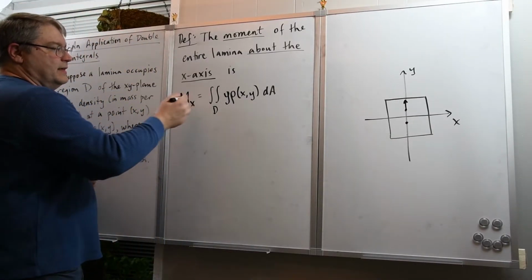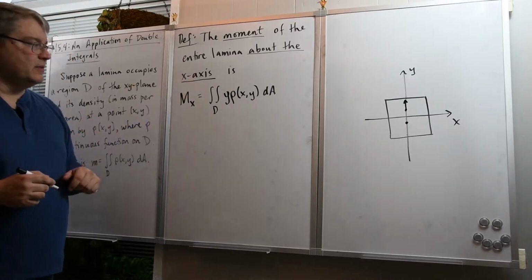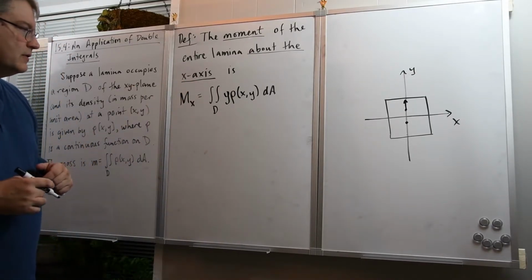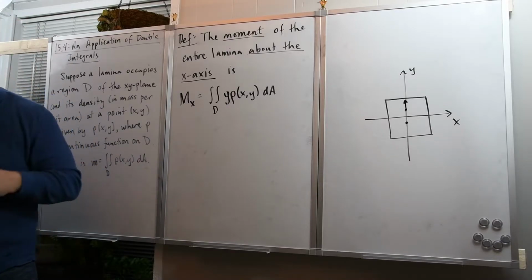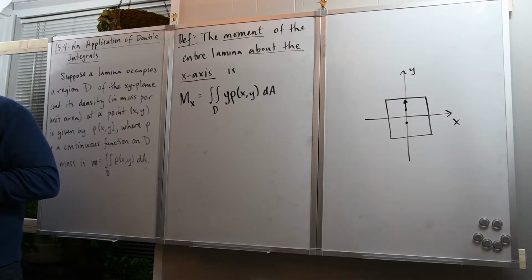So we define this capital M sub x as the double integral over D of y times the density function. We're integrating that with respect to capital A.